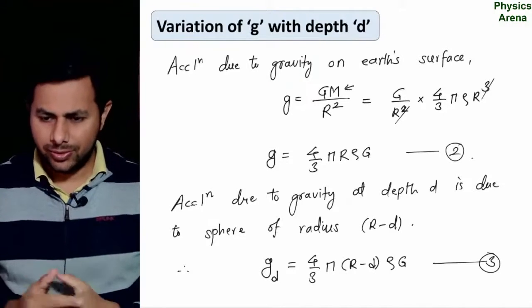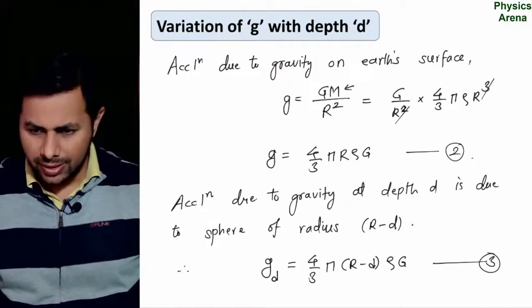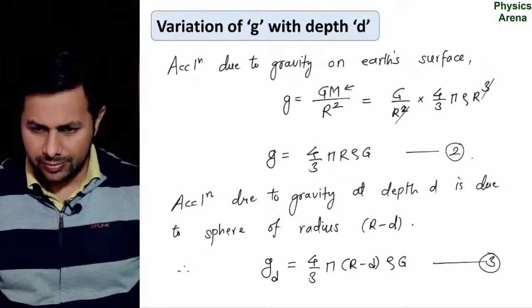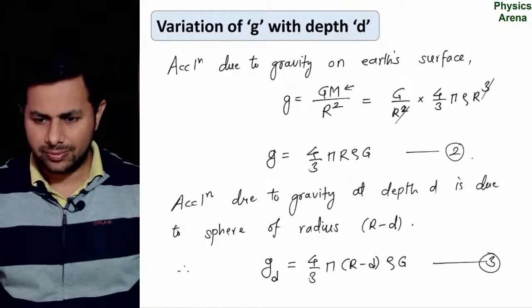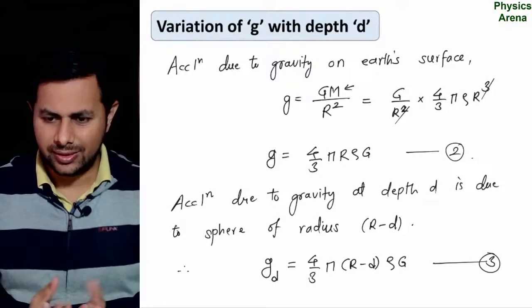That is a good question, Naresh. The density of Earth and the inner sphere cannot be the same. So this is an approximation again.